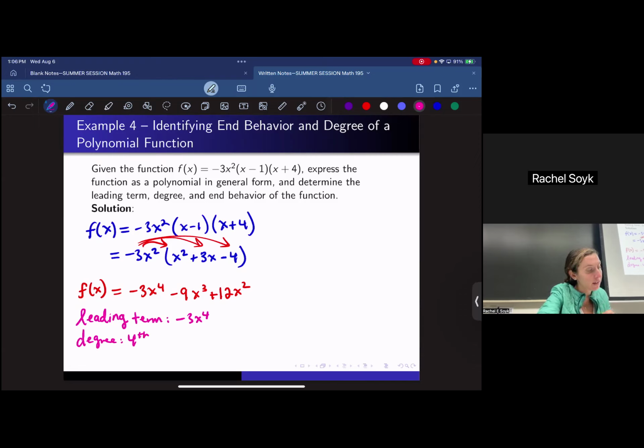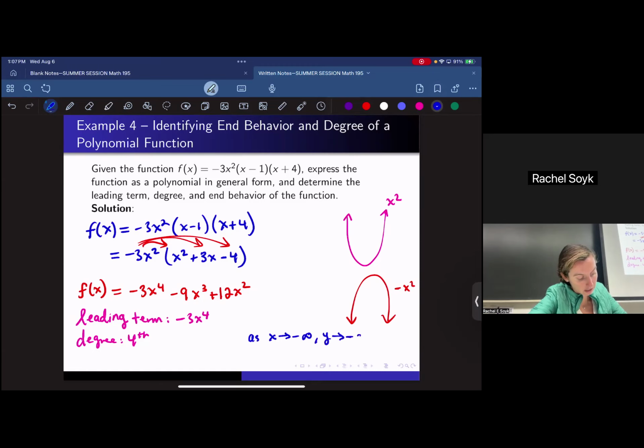And then finally, we have our end behavior. Well, it's an even degree, so we think of our x squared, but because it's negative 3, we want to look at our negative x squared in order to determine our end behaviors. So from here, we have as x goes to negative infinity, our y shoots down to negative infinity. And then as x goes to positive infinity, our y continues to shoot down to negative infinity. And we're done.